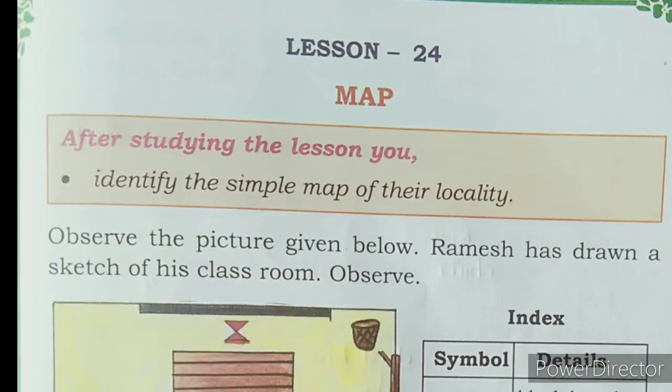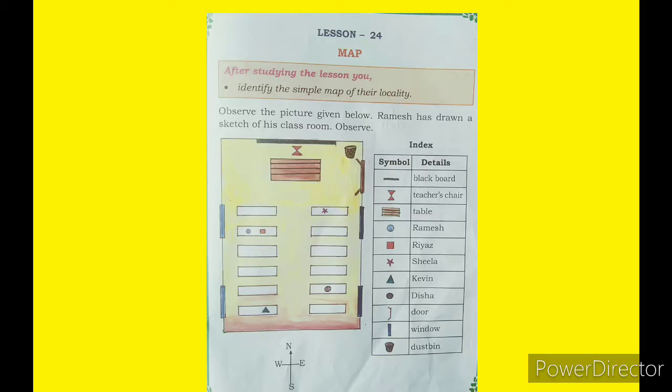Today, I am going to teach you about map. Lesson number 24, map. In this lesson, we will identify the simple map of their locality. So, let's start to understand about map. First, we have to see what is a plane view. Plane view is a drawing of something seen from the above.